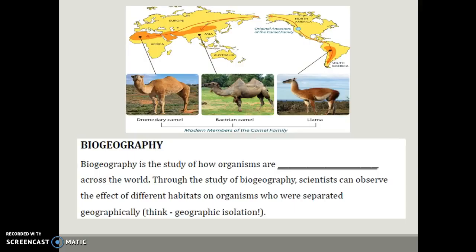Biogeography. Biogeography is the study of how organisms are distributed across the world. Through the study of biogeography, scientists can observe the effect of different habitats on organisms that were separated geographically. Think geographic isolation. Just look at this picture. You have these organisms that have been separated geographically, and yet they have similar yet different characteristics.